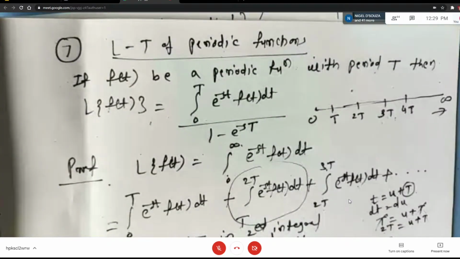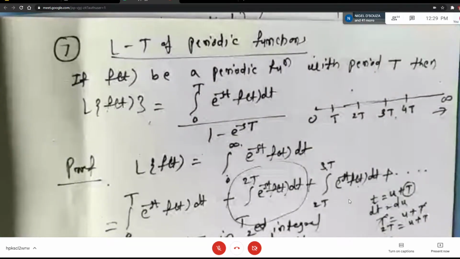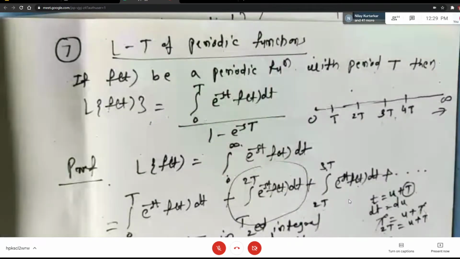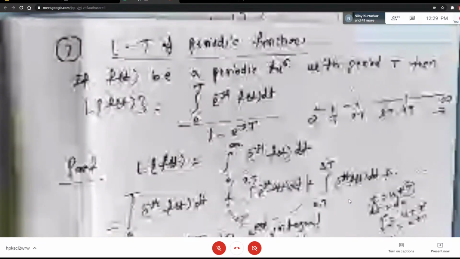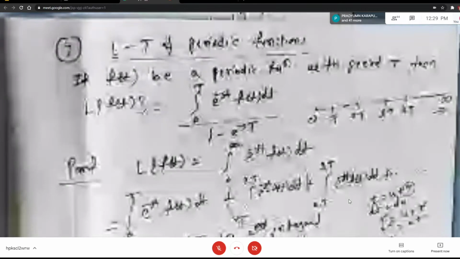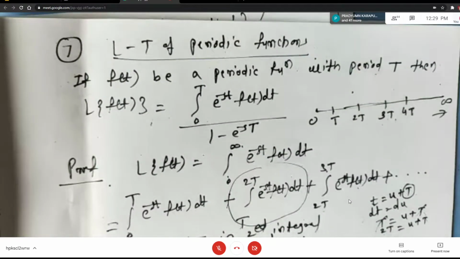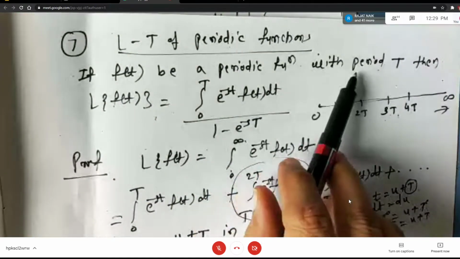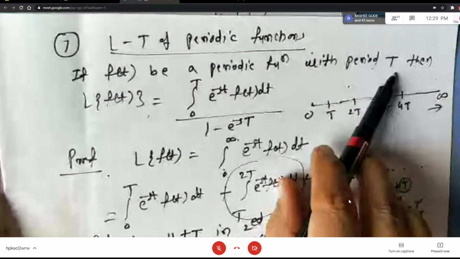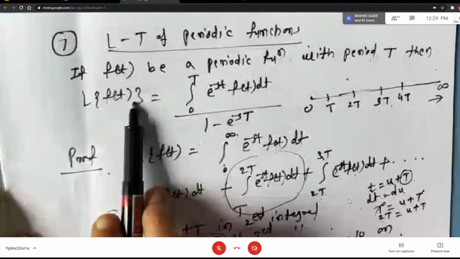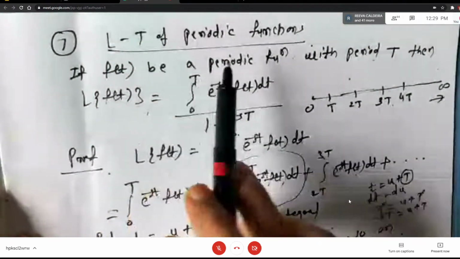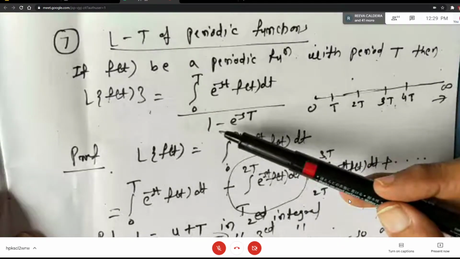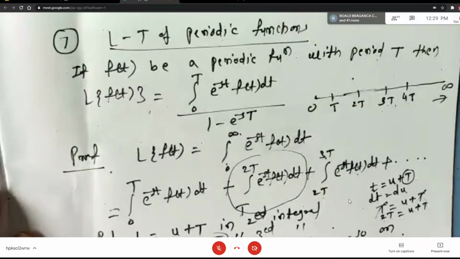Now see students, this is the proof on Laplace transform of periodic functions. Now this proof comes for 6 marks, not for 3-4 marks. Okay, because this is little bit lengthy proof. Now Laplace transform of periodic function, how the problem will come? Prove that if f of t is a periodic function with period capital T, then L of f of t is equal to integral from 0 to capital T e raised to minus st f of t dt upon 1 minus e raised to minus sT.